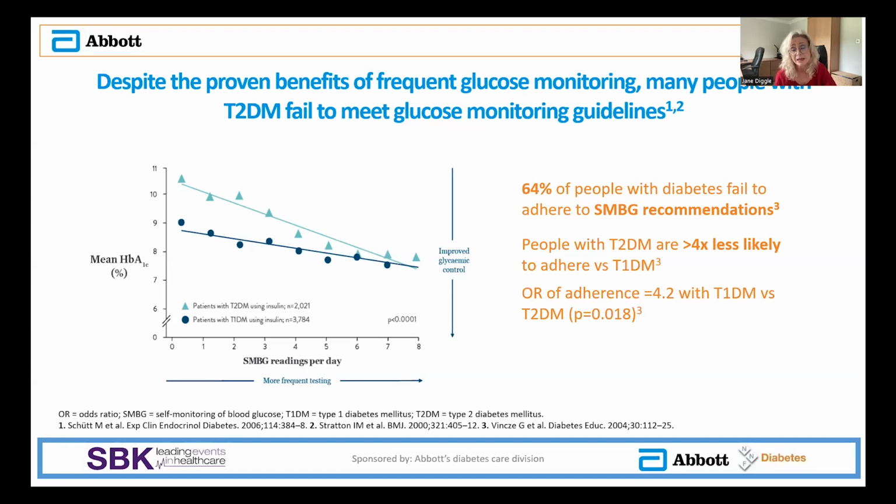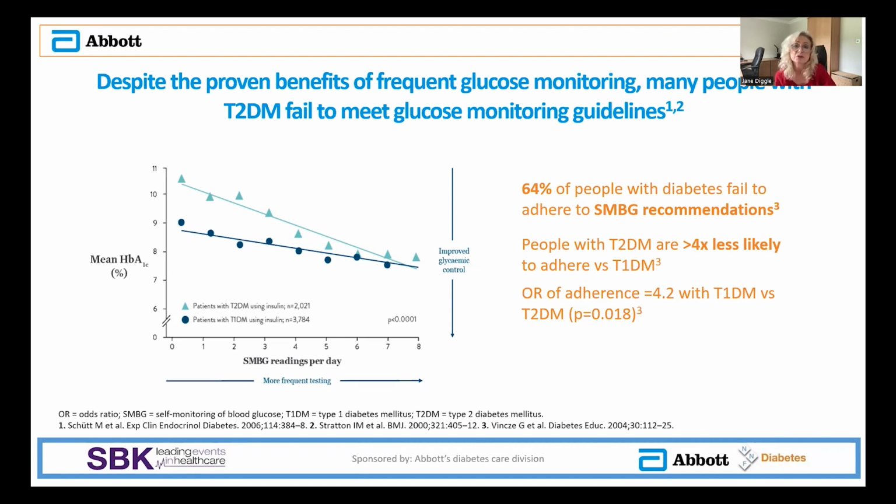Many people in reality struggle to adhere to these self-monitoring recommendations. And I'm sure you're very well aware of that when you see people in clinical practice. This is a study which shows that two thirds of people fail to adhere to the self-monitoring recommendations that we're giving. And it's interesting because people with type 2 diabetes are 4 times more likely not to adhere to that compared to people with type 1 diabetes, which I think is quite interesting.